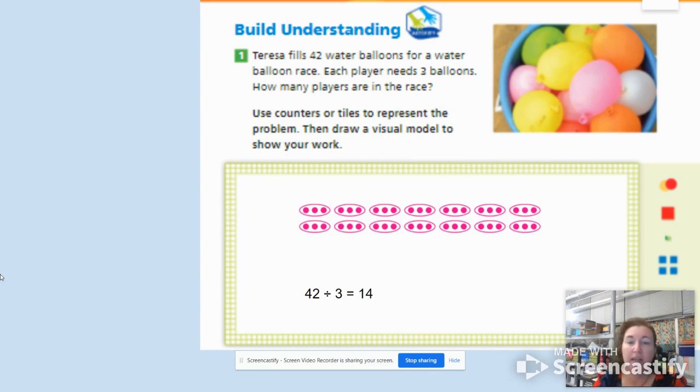Okay. We really understood that. We know that we can take things and put them in equal groups and count how many groups there are. And that gives us the answer to the division problem.